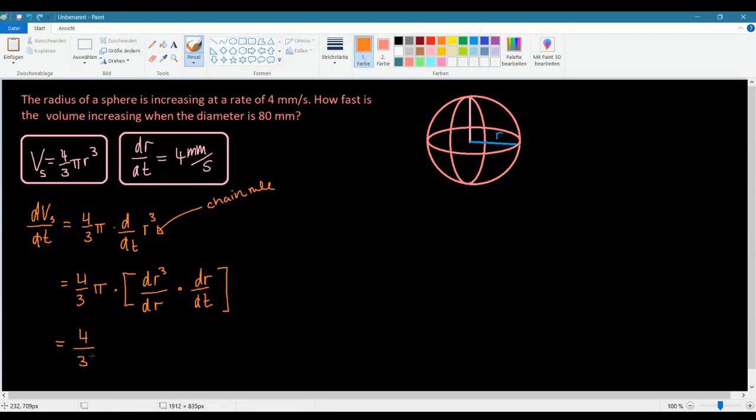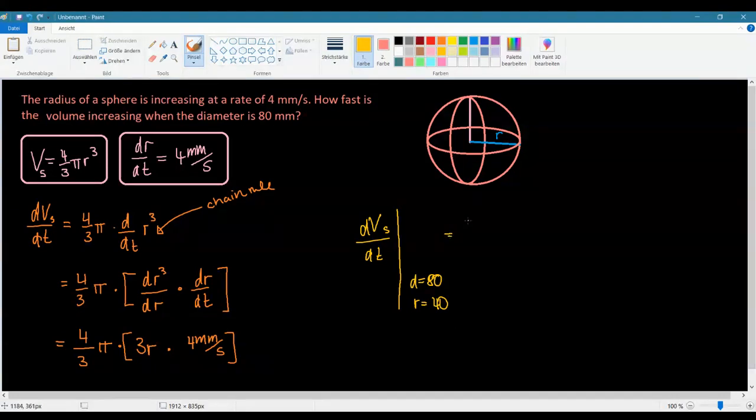So you have 4 over 3 pi times 3r times, well, we know what this is. We know what the change in r over the change in time is. It's 4 millimeters per second. Now, let's make sure we keep these brackets. I guess you probably wouldn't need them, but we want to keep the pi, so let's just keep them. So we're going to solve for the change in the volume of the sphere over the change in time when the diameter is 80, right? We're looking specifically at when the diameter is 80, which means that the radius is 40, which is important because that's what we're going to substitute. We're not actually working with diameters here.